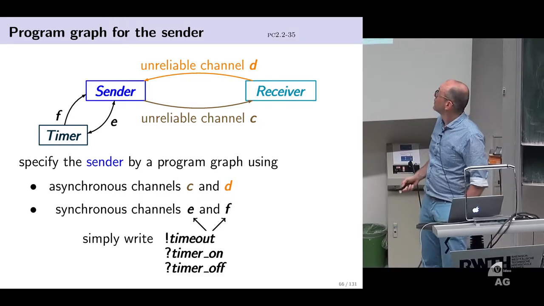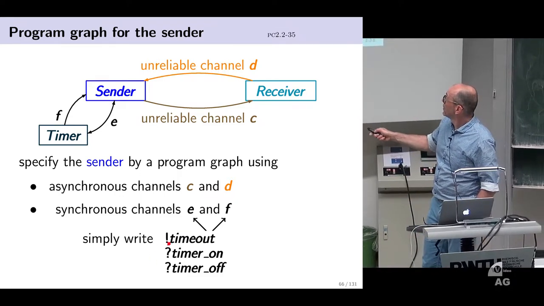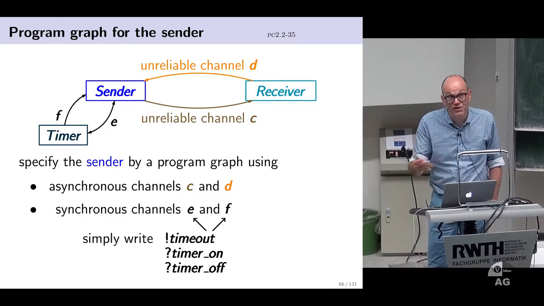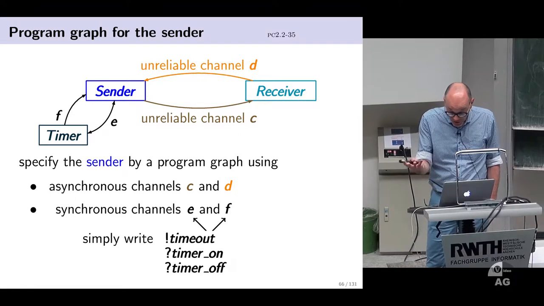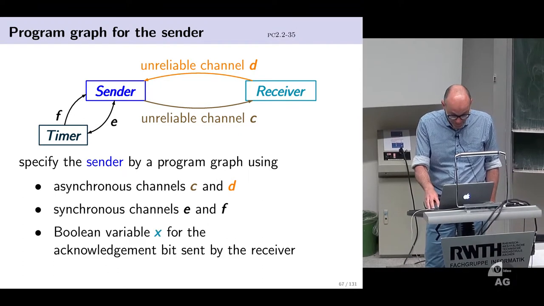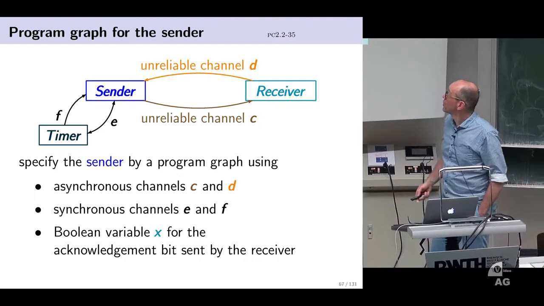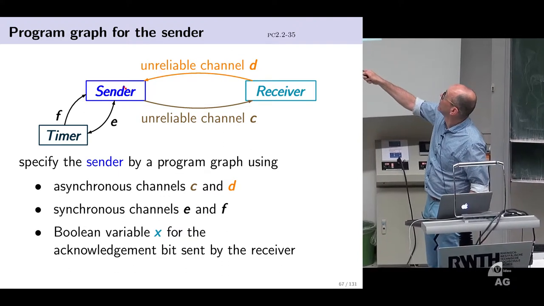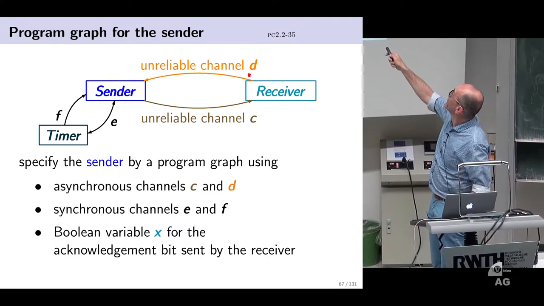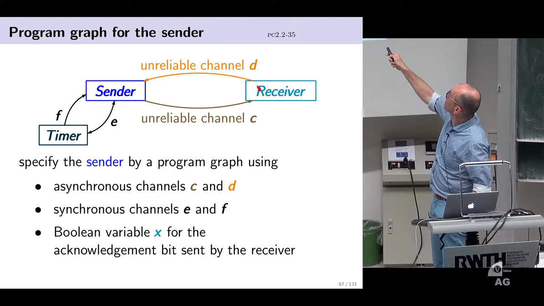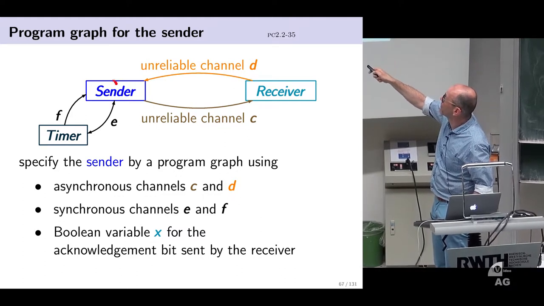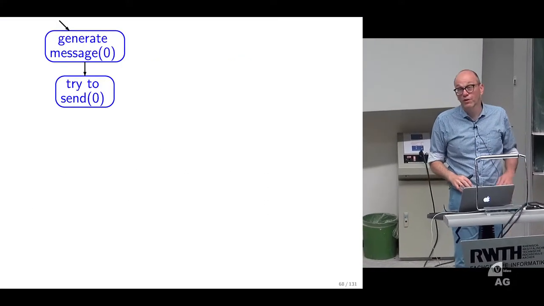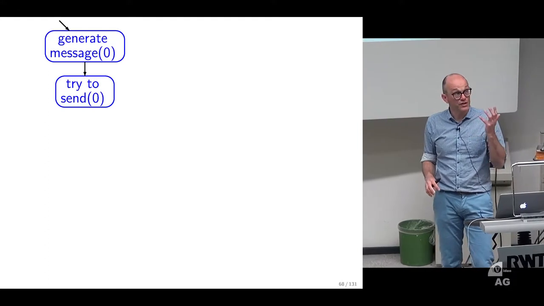Good. So the synchronous things we already have seen: you either receive the timeout or you just send timer on, timer off. So these are just the synchronization channels or the synchronization signals between the sender and the timer. And I'm going to use a Boolean variable x for the acknowledgement bit that is sent by the receiver. So if this sender receives via D a bit that is the acknowledgement bit of the receiver, it can store this locally by a variable which I call here x. Good. So let's look. This is the program graph of the sender.